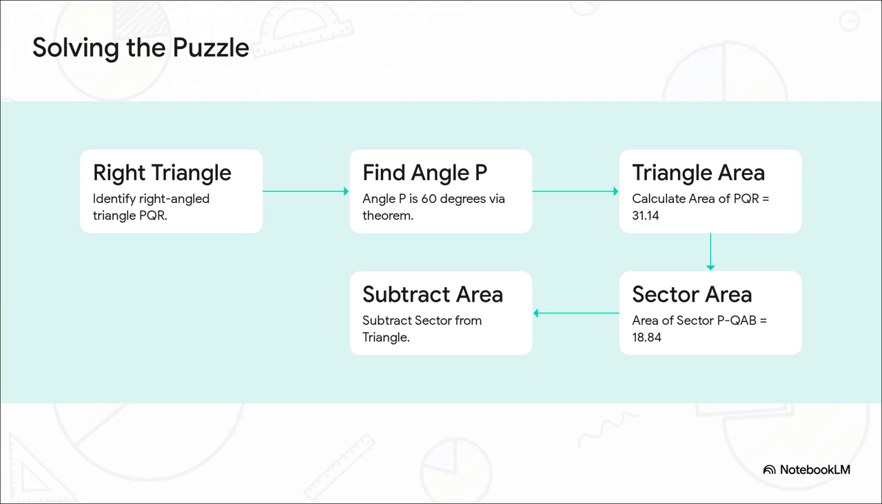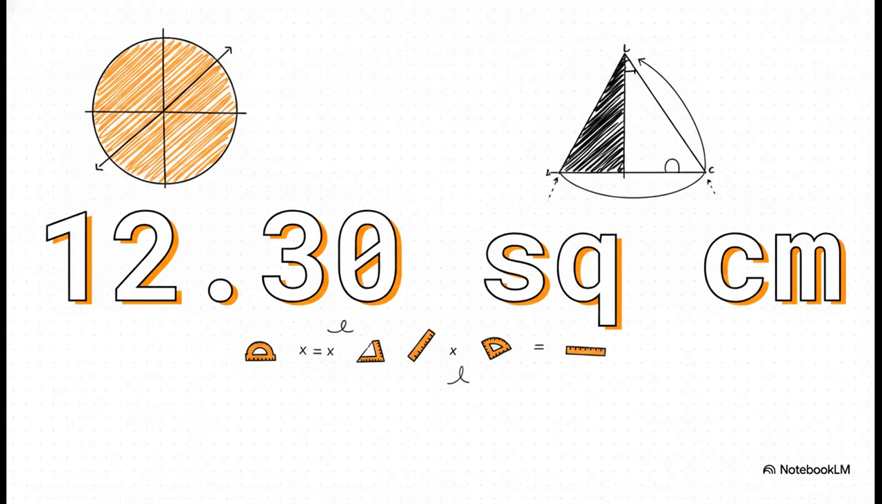Step 4, we use our trusted sector area formula for that 60-degree slice, which gives us exactly 18.84 square centimeters. Finally, in step 5, we just subtract the unshaded sector from the total triangle area to isolate that little shaded part. And there we have it, our final result, 12.30 square centimeters. Honestly, I want to congratulate you on successfully navigating this multi-step geometric proof. You've brilliantly combined standard triangle properties with the specific sector formulas we deduced today.